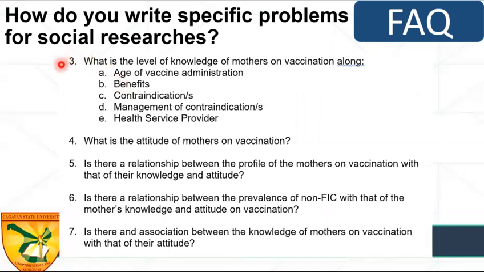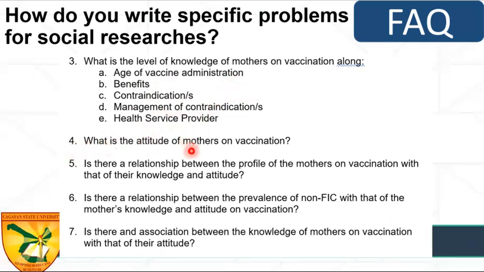So next, still under that example, what is the level of knowledge of mothers on vaccination along? Then you have the domains under that. So you just don't say what's the level of knowledge. That is too broad. So you put here what is the level of knowledge in terms of age, benefits, contraindications, management of contraindication, and health service provider.